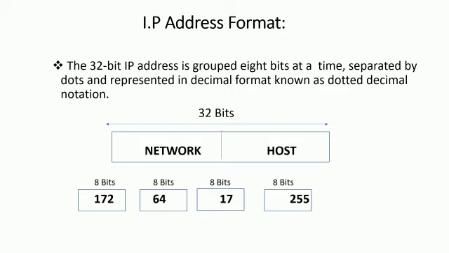Then each bit in an octet has some binary weight. For example, 128, 64, 32, 16, 8, 4, like this. The minimum value of the octet is 0 and the maximum value of the octet is 255.